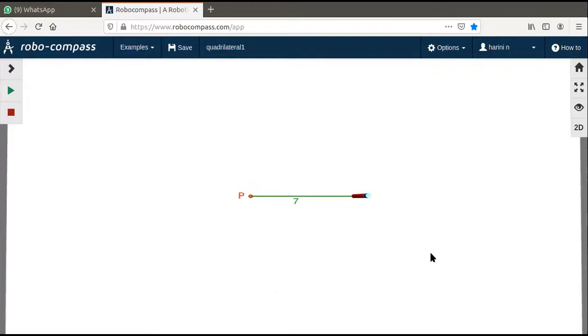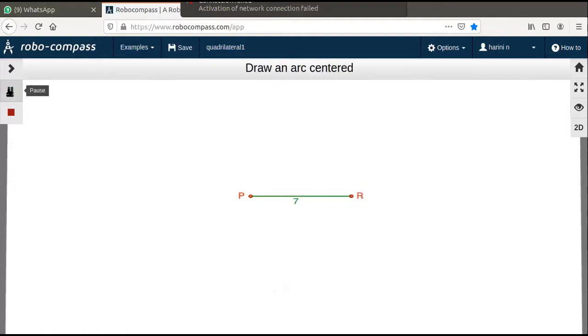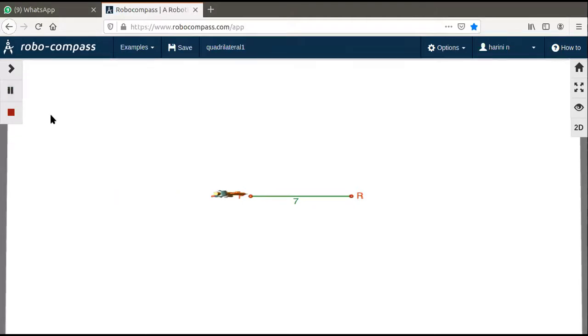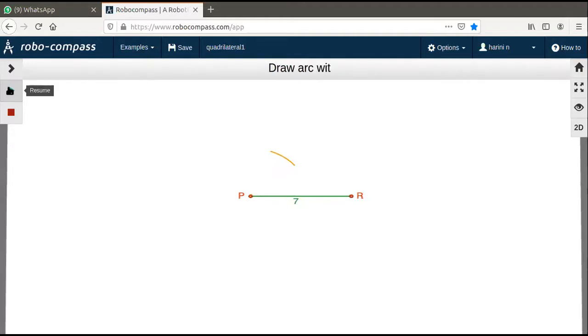So I've come back to my RoboCompass. Let me continue. Once my PR is ready, draw an arc centered at P. So with P as center and radius 4 centimeters, I have cut an arc. So this is what you will do.